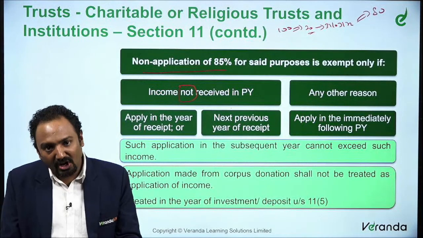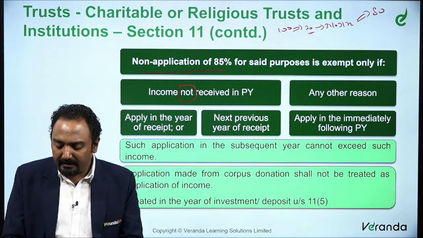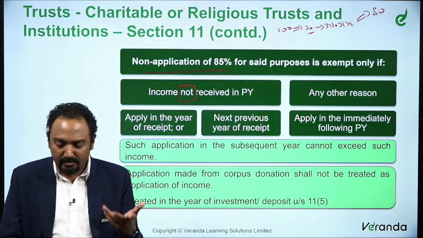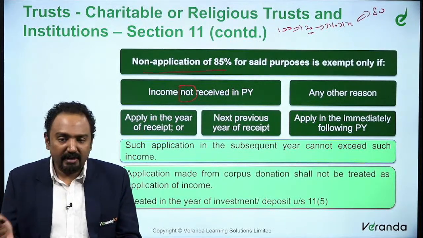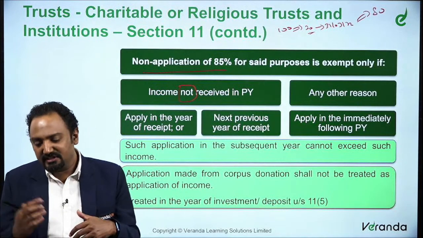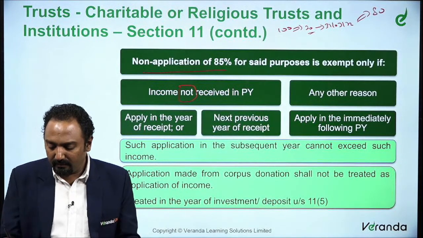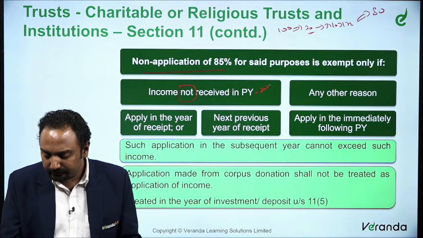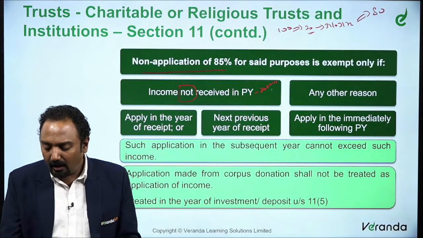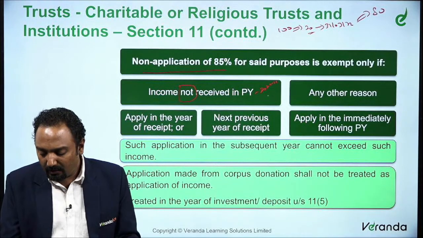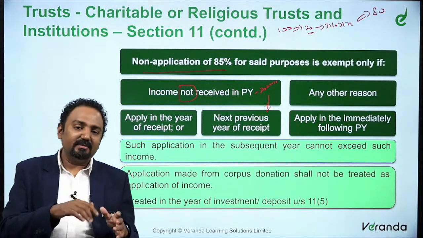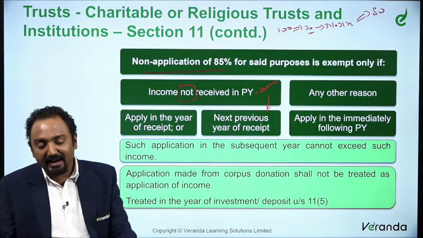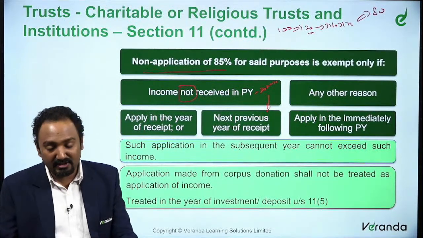So if the income is not received in the previous year, apply in the year of receipt. So in the year in which they are actually giving us the order or receipt or whatever, that is the year. Next previous year of receipt. So in case it is getting delayed, let's say you had a receipt on 31st March 2021, now you automatically file such income in the next year, that is in financial year 21-22. So that's why I said next previous year of receipt. So that's what they are saying.